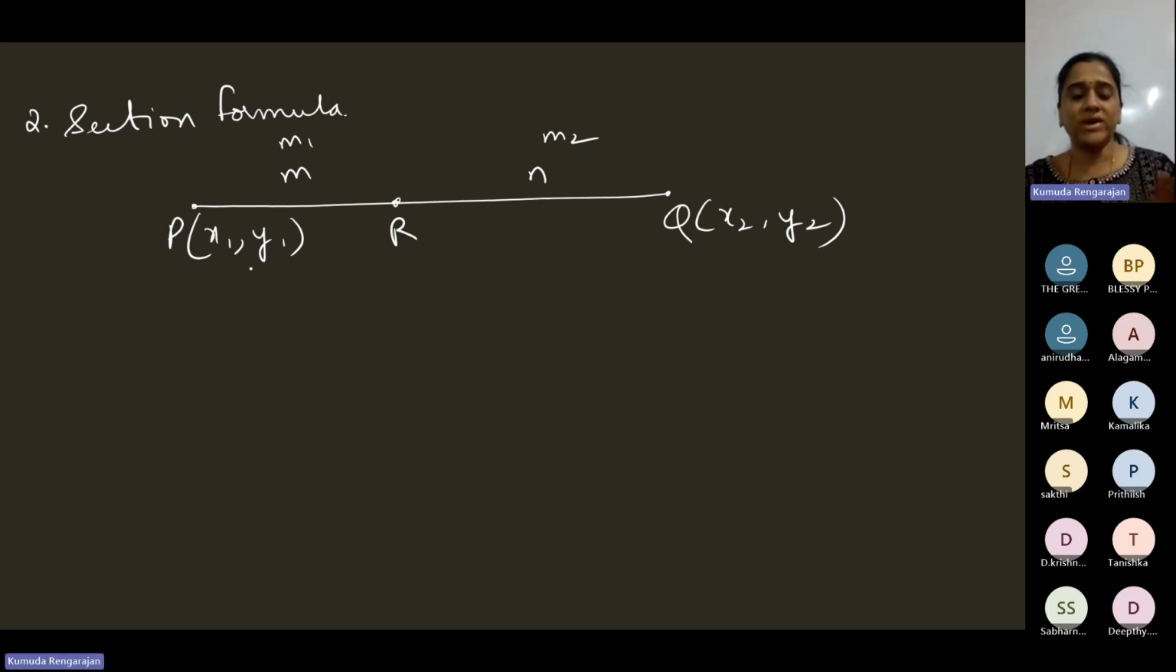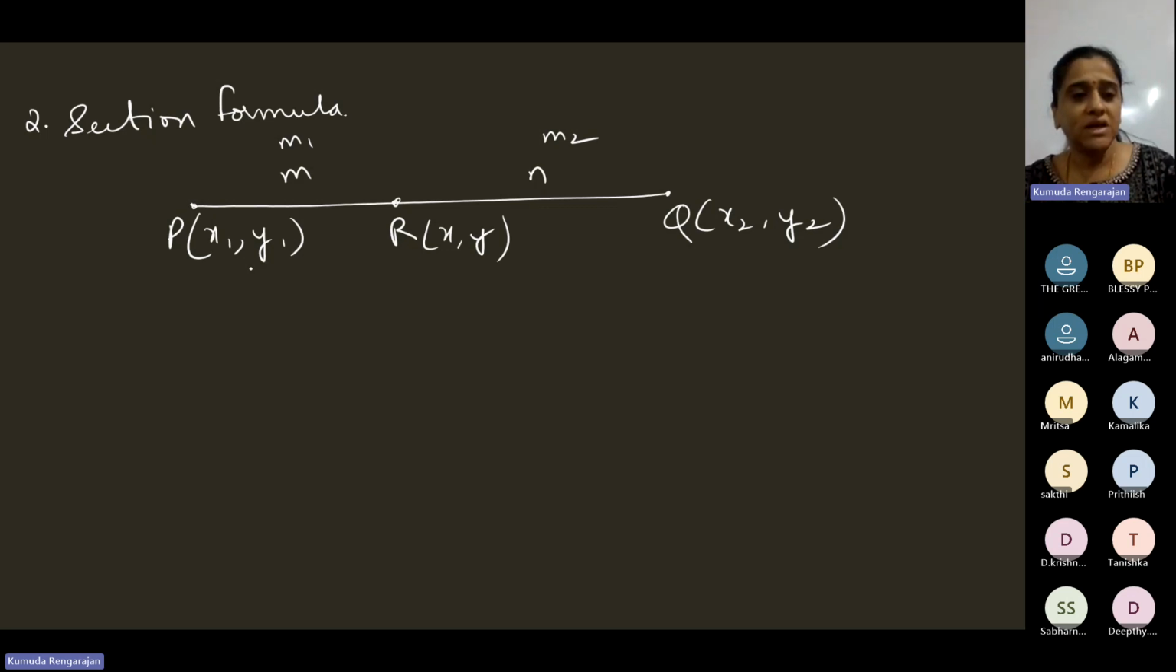Okay, so what do we have here? In the Cartesian plane, we have 2 points, P and Q. P is given by x1, comma, y1, Q is given by x2, comma, y2. There is a point R, whose coordinates are given by x, comma, y. R lies on the join of PQ, dividing PQ in the ratio m is to n or m1 is to m2, whatever your teachers told you.